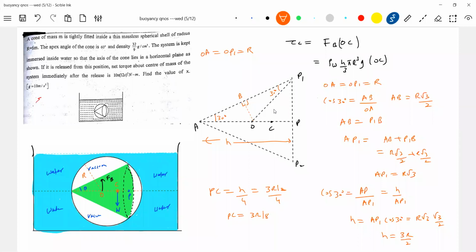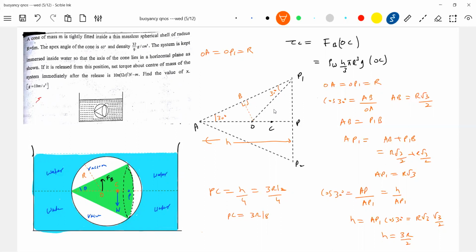If we know PC, can we calculate OC? Finally, our target was to get OC, that's all. So how do we get OC? We know everything now. We know AP, and in that, we know PC.